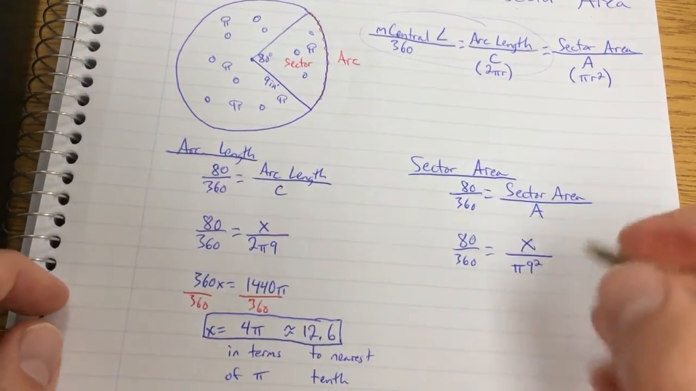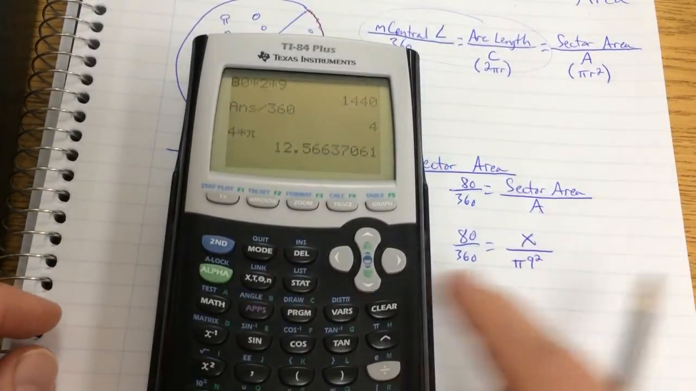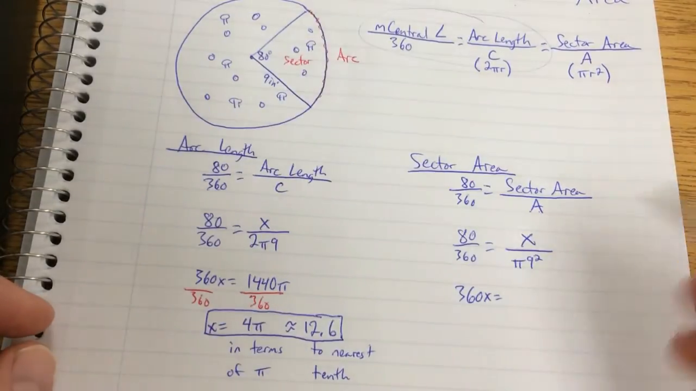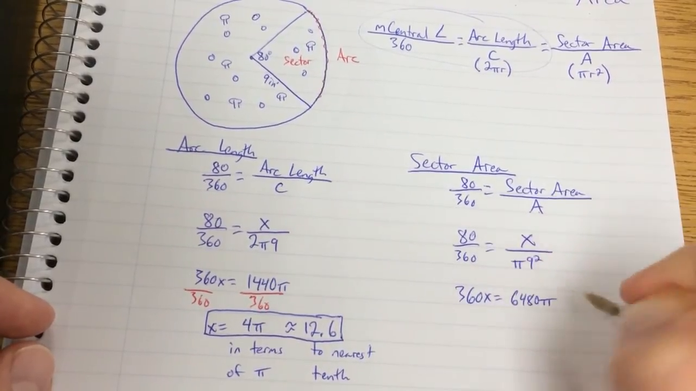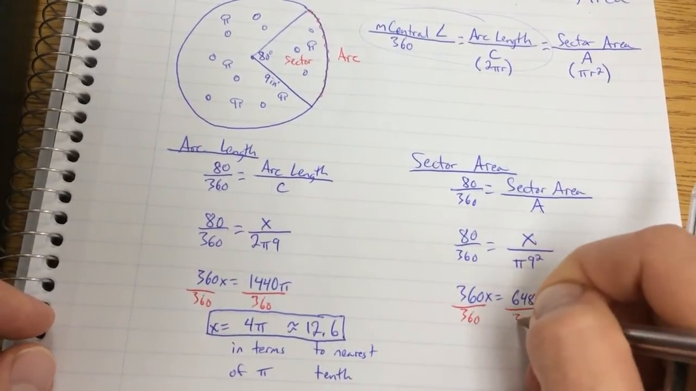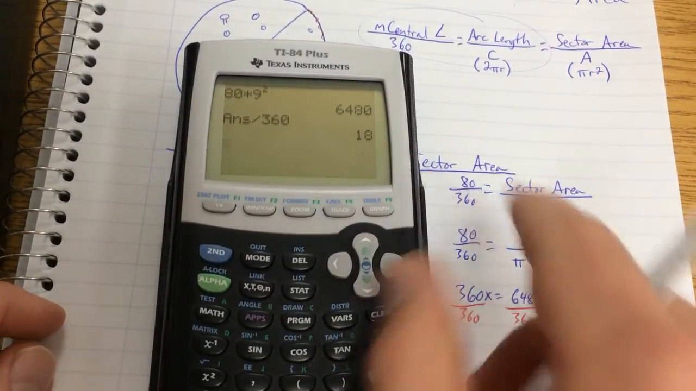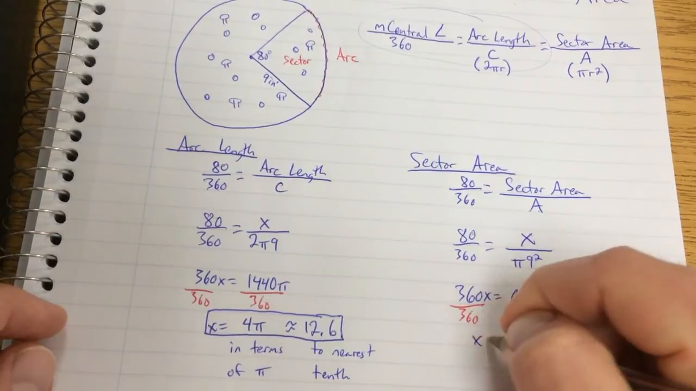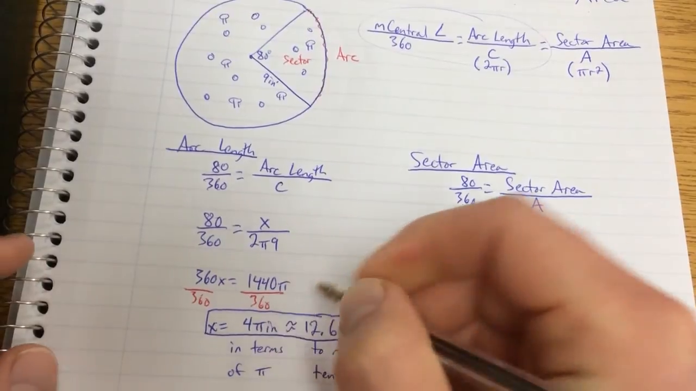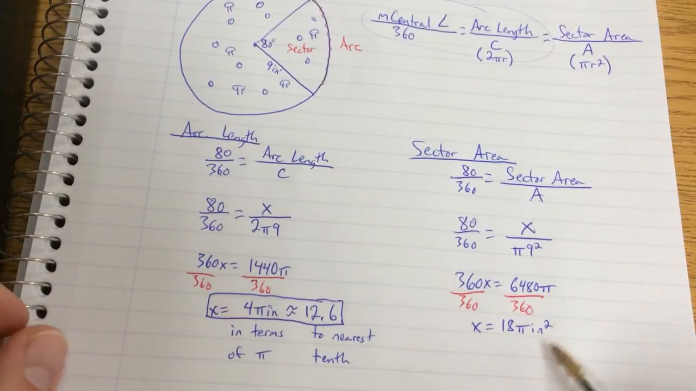Cross multiply, 360 times x is equal to now 80 times pi times 9 squared. I don't want to multiply pi in, so 80 times 9 squared is going to get me 6480. So 6480 pi, don't forget your pi. Then divide by 360 again. So if I divide this by 360, that gives me my exact answer, 18 pi. So x is equal to 18 pi, and this is inches squared. I forgot my inches over here because I've got inches for that. So the arc length is inches. Area is always inches squared or units squared, so that's there.